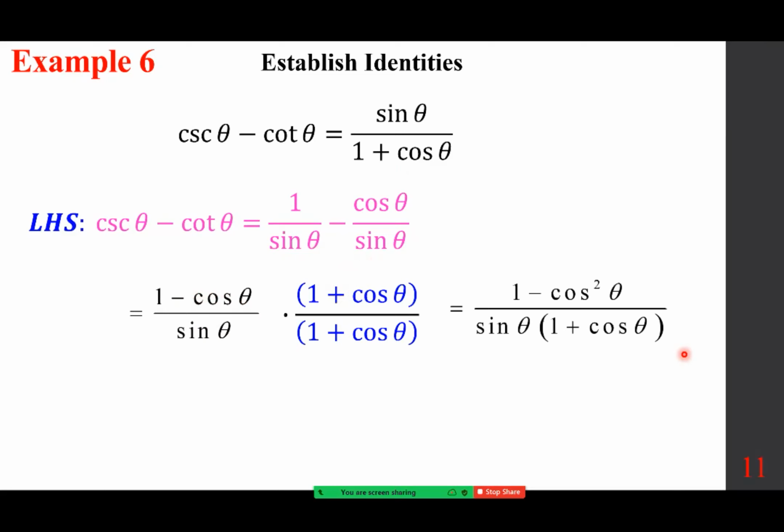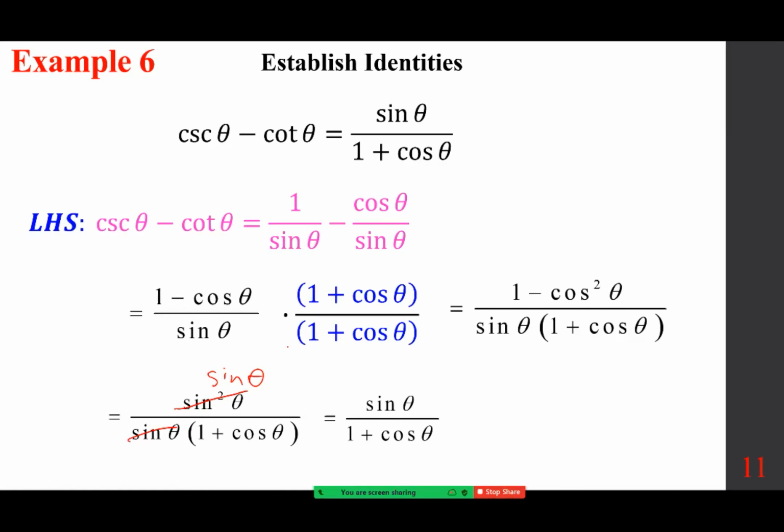So the denominator, we keep it. Now, 1 minus cosine squared is the same as sine squared. And we can drop this one and change this to sine theta, which is the right-hand side, and that's a proof. So in the process, you want to look at the other side and see what you want to establish, where you're heading.